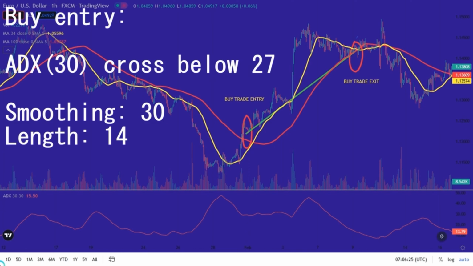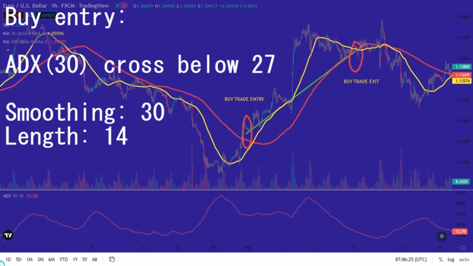I know it sounds unusual because most people don't really use this indicator in this way, but I tested this indicator hundreds of times, and it turned out that this is the best way to actually trade with it if you are using it as a single indicator. So I tell it to you one more time. When a 30 period smoothing ADX crosses below 27, you can take a buy trade.